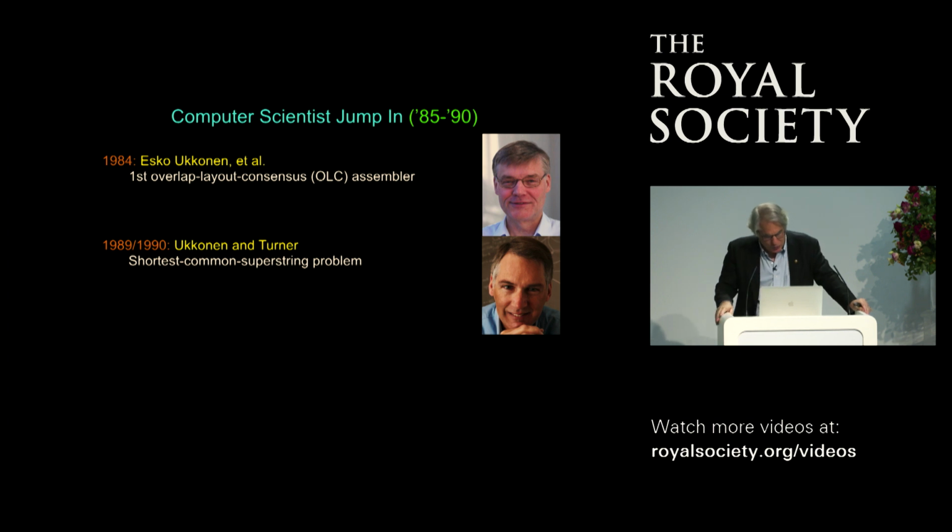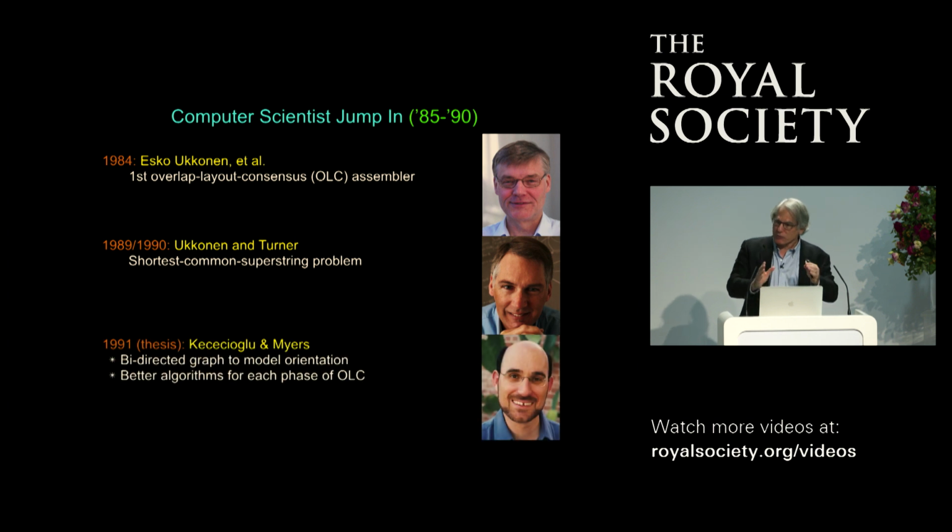Ukkonen and Turner then basically looked at it as a combinatorial optimization problem: what's the goal? What are you trying to do with these reads? What's the correct answer? They said that the correct answer was the shortest sequence that explained all of the reads. In other words, I want the shortest sequence such that every read can be found in that sequence. That turned out not to be correct, but they did a lot of interesting theoretical work about it, and it was the first attempt to formalize the problem.